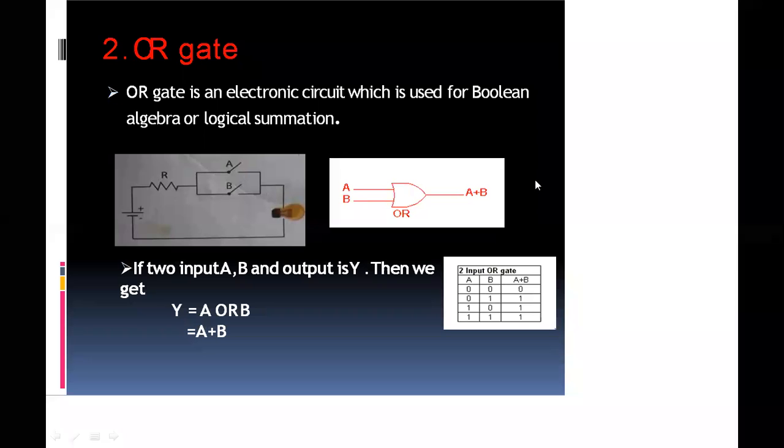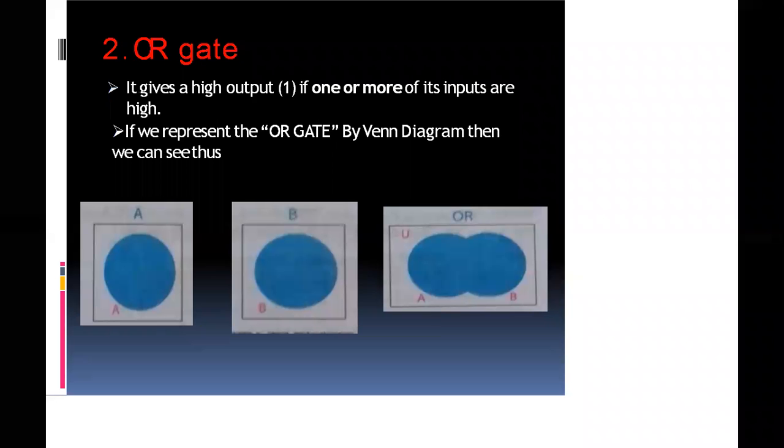If any of the inputs is 1, then we get the output result, that is 1. And here we can explain the OR gate with this Venn diagram. That is, if the inputs are A and B, the output result is A or B. Here the common region in blue color shows the A or B region.